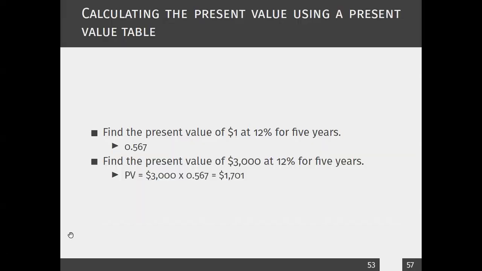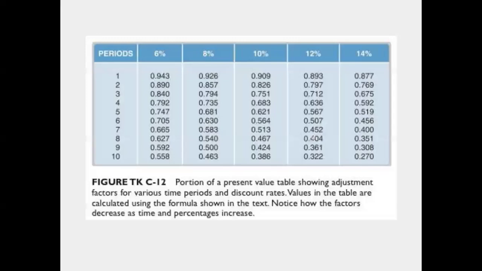Now, to do that, we can take an example. Let's say you are going to find the present value of $1 at 12% for 5 years. So you come here, it's 0.567, right? Again, to get $1 with a 12% interest rate after 5 years, what you should have today is 0.567.